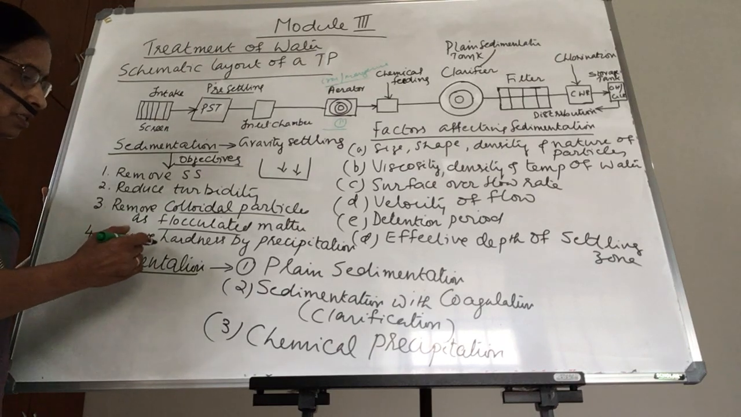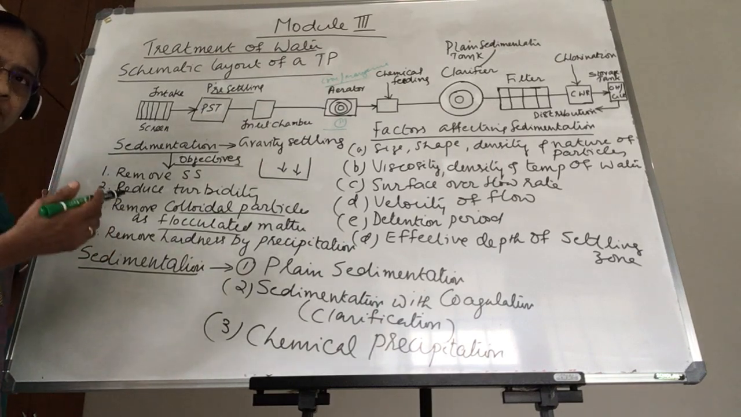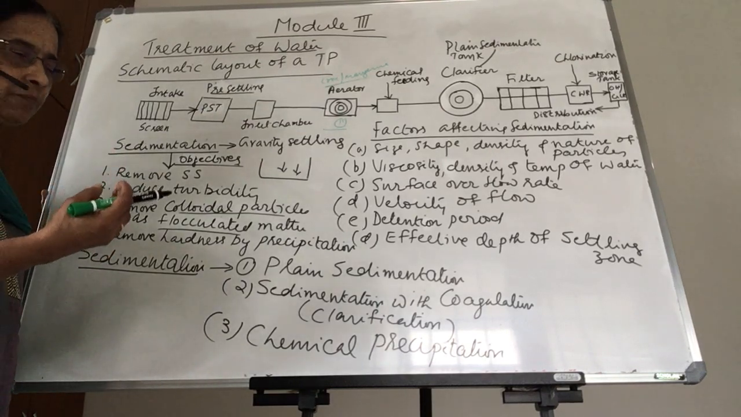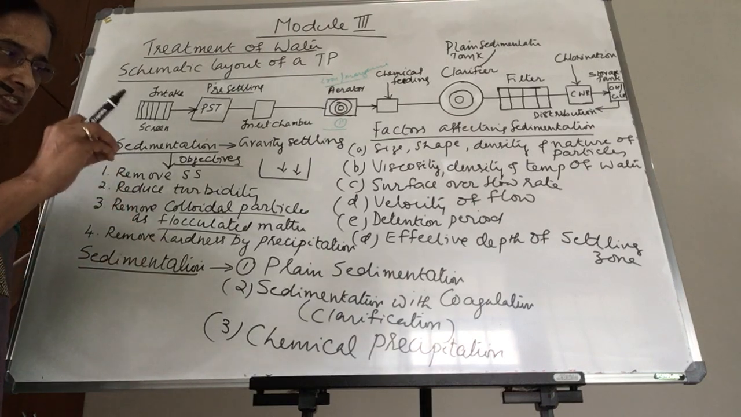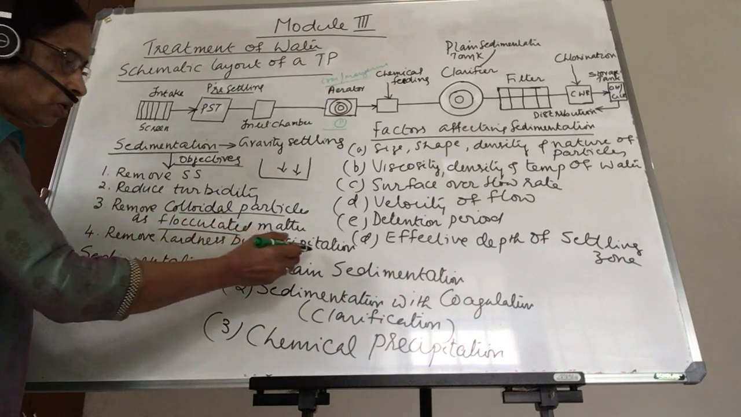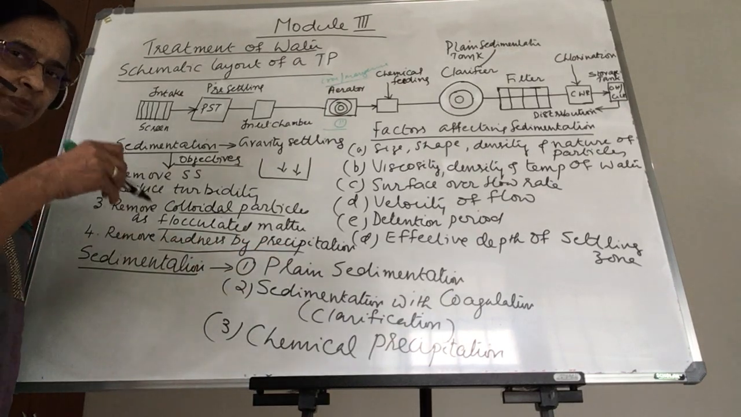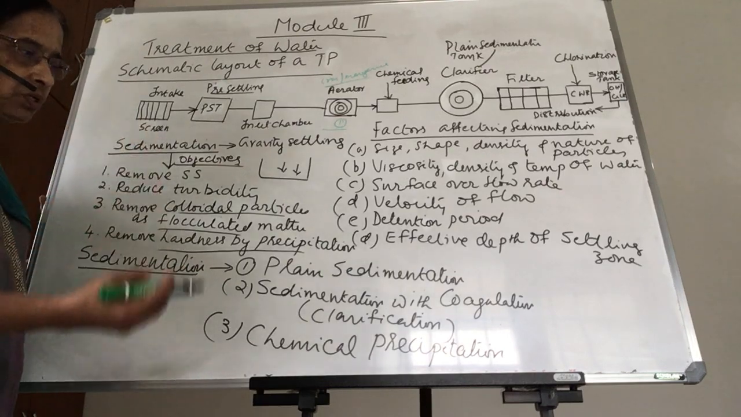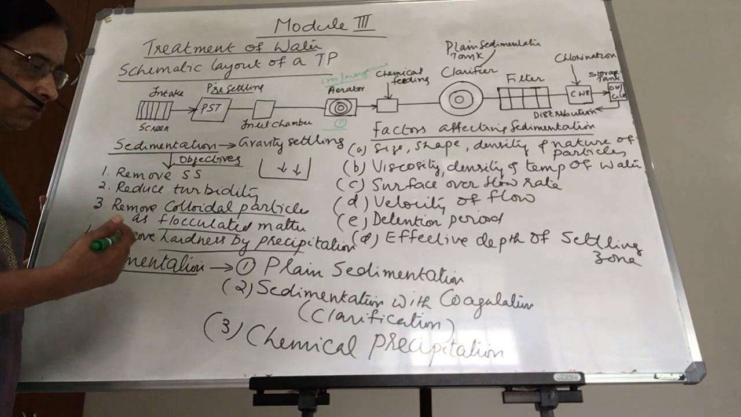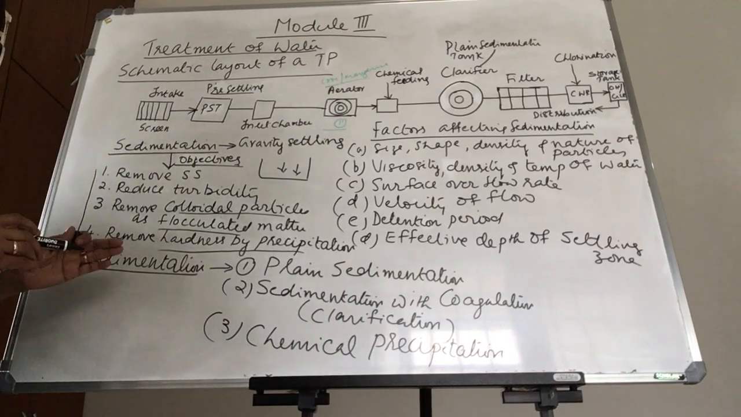The fourth one is to remove hardness by precipitation. We know hardness is caused by dissolved matter. That dissolved matter we have to remove by precipitation. So we precipitate the dissolved particles, and then the precipitate is allowed to settle. That is the objective of the sedimentation unit.